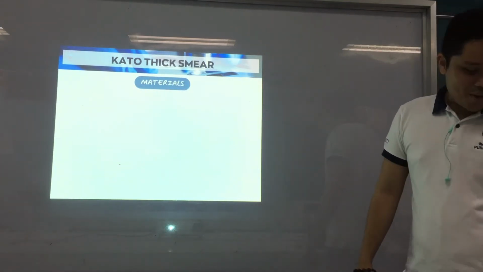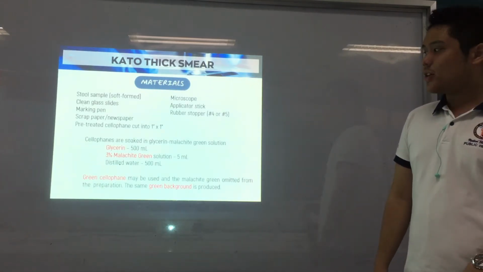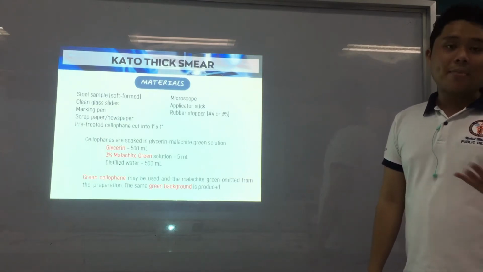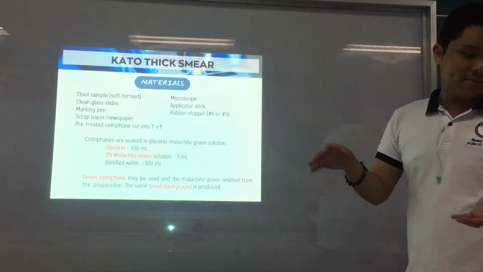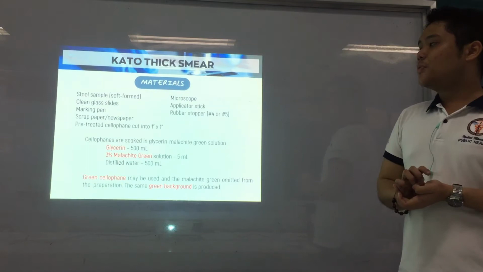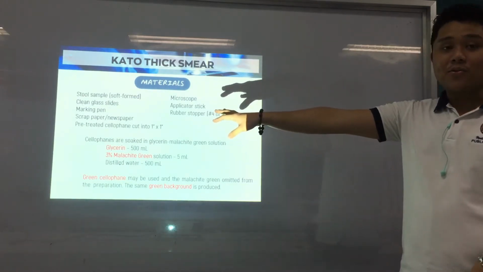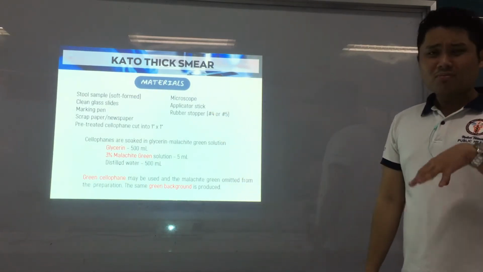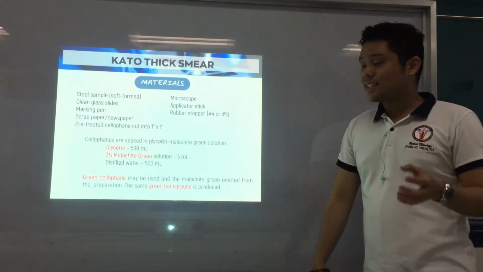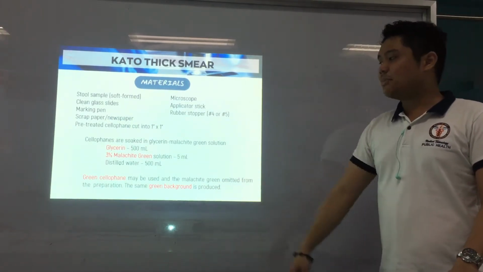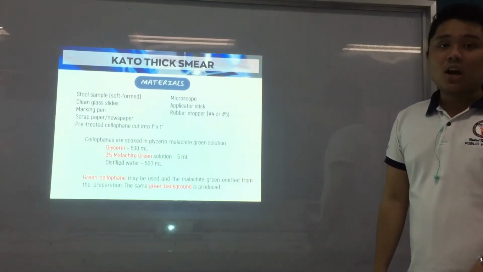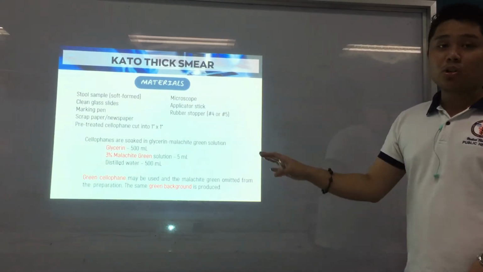For the materials, these are the materials needed. As you can see, there are many more. Very notable is the pre-treated cellophane. The purpose of the cellophane is that you treat it with glycerin, a 3% malachite green solution, and distilled water. Now, what's the purpose of glycerin?